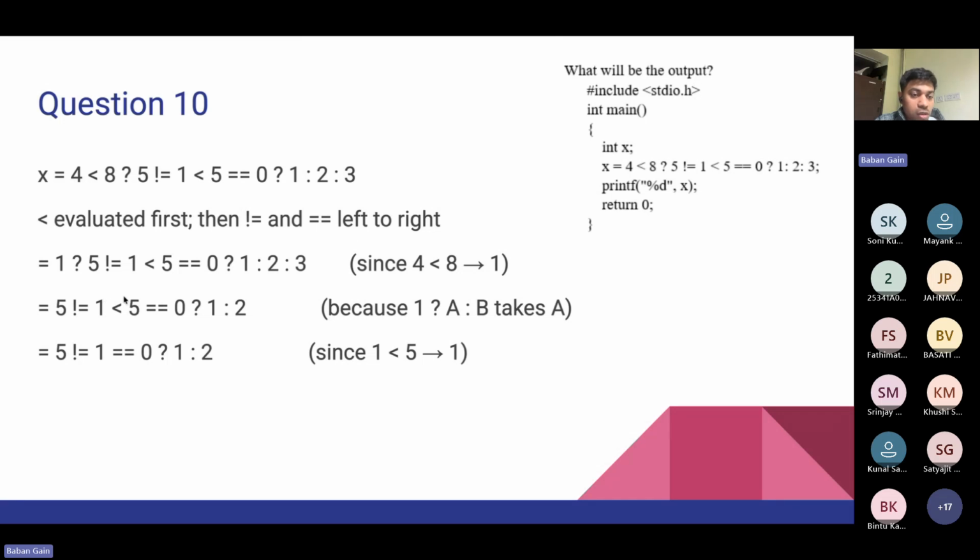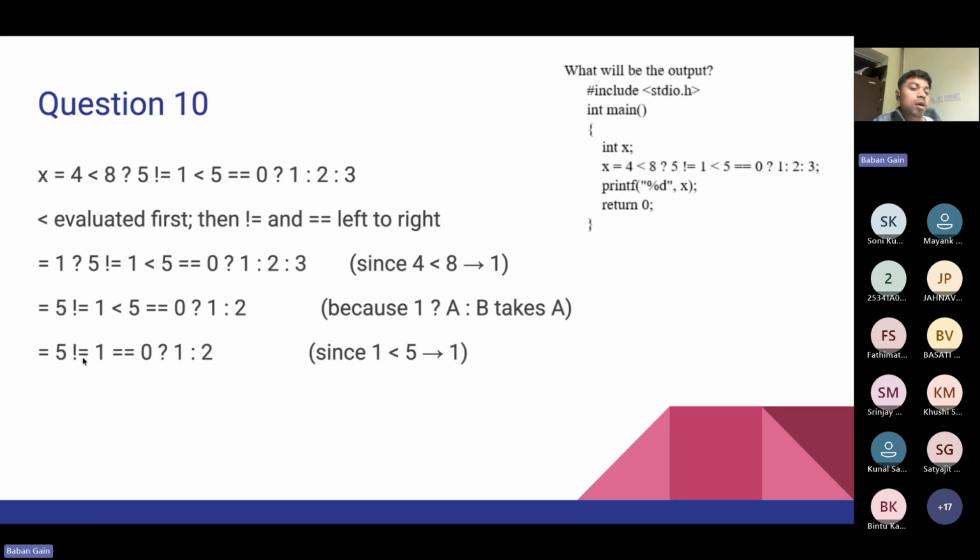Now, here again this operation comes, less than operation. So 1 less than 5, the answer is true. So this one is there. Then there are two operations, not equal to and equal to. So this one will be executed first. So this is like 5 not equal to 1.